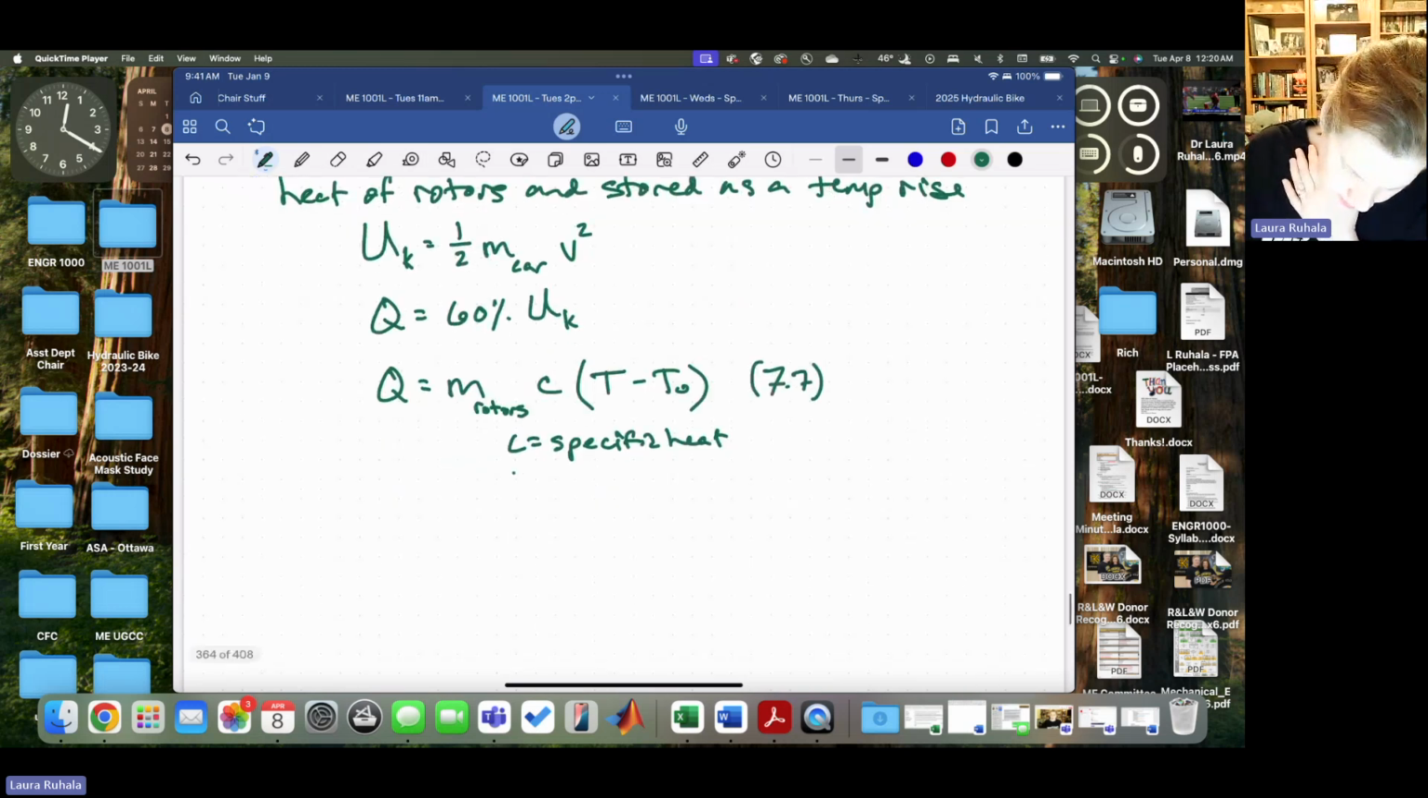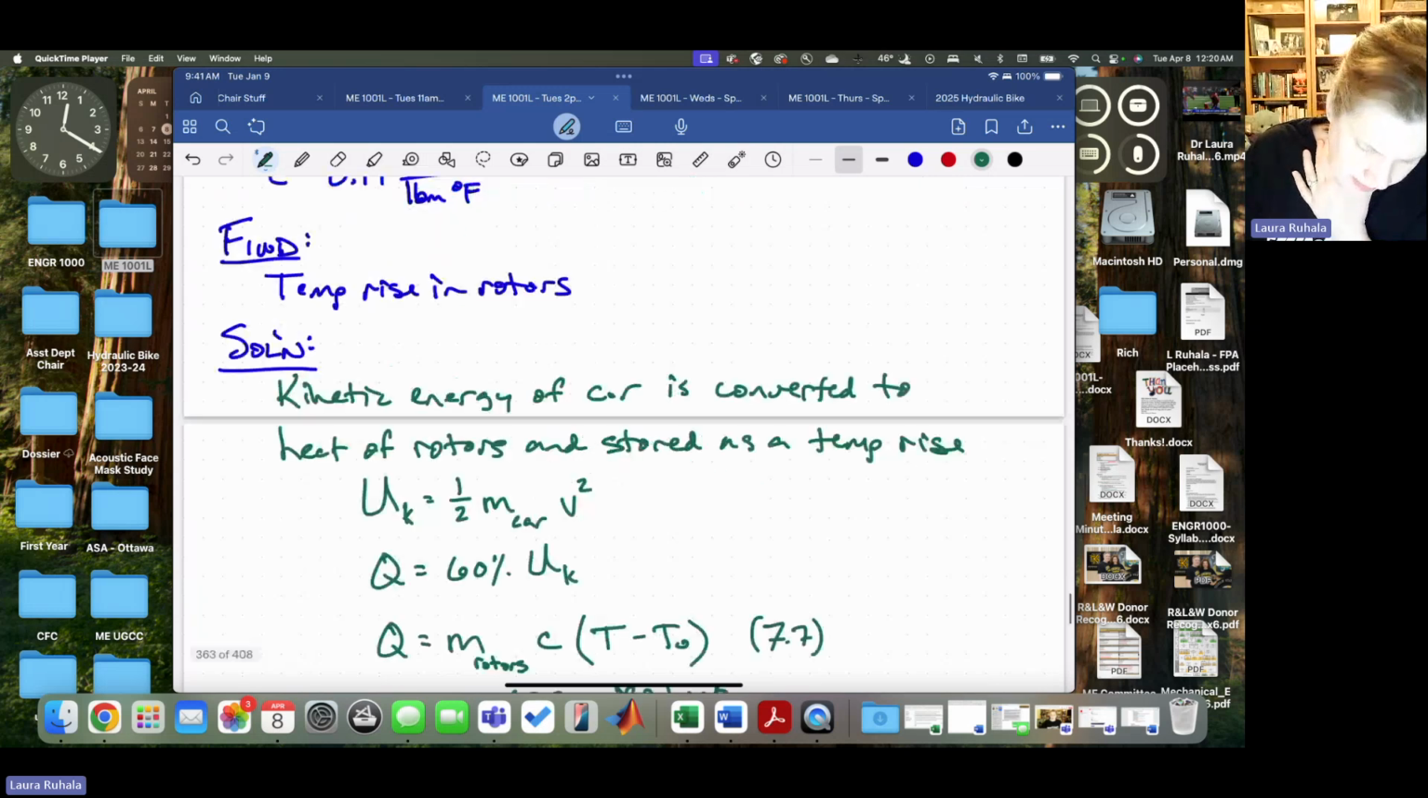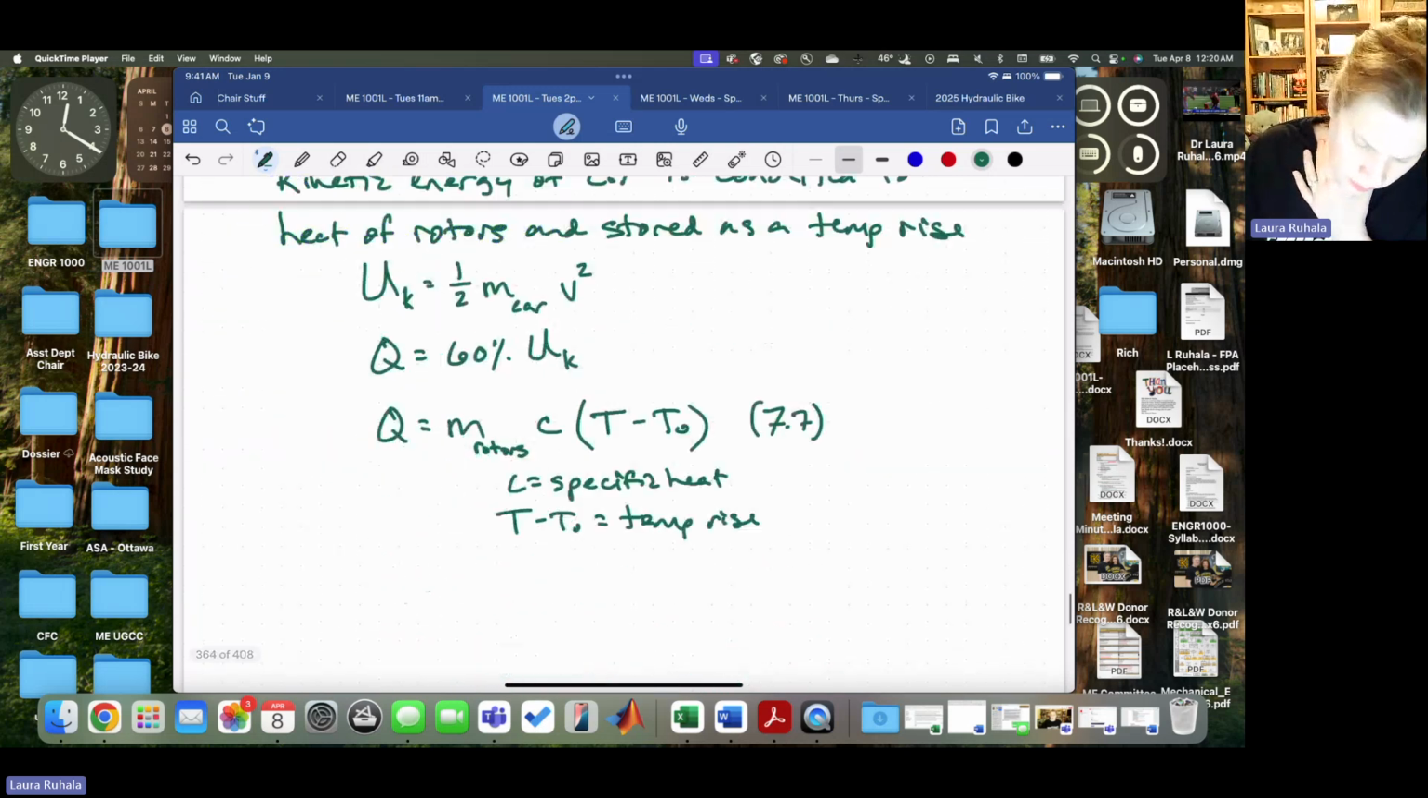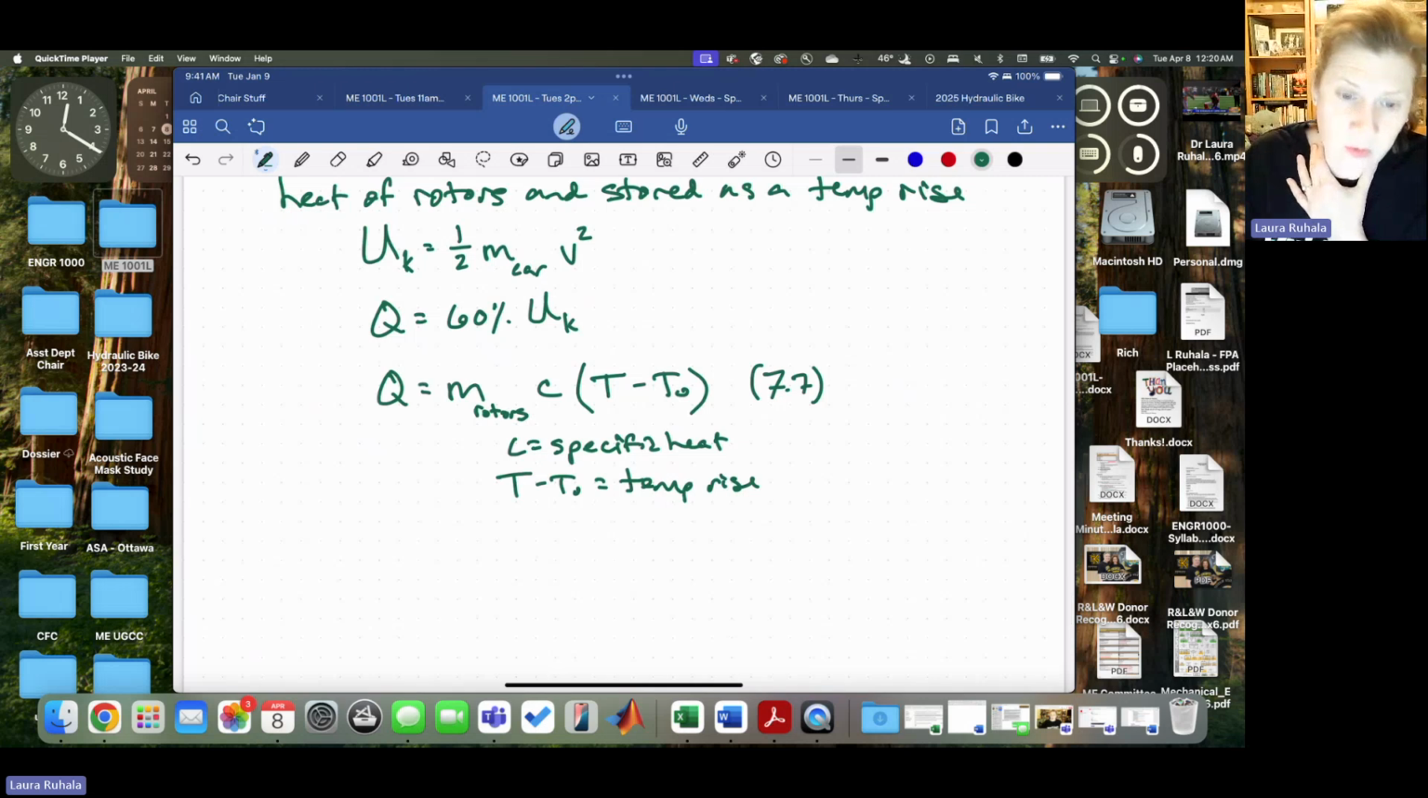And then T minus T naught, that's going to be my temperature rise. That's actually what we're solving for, right? Because it wants to know the temperature rise in the rotors. It would be the mass of the rotors times the specific heat times the temperature rise. That is going to be equal to the heat. All right.